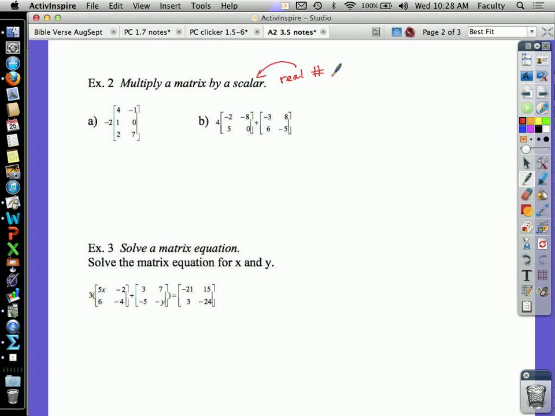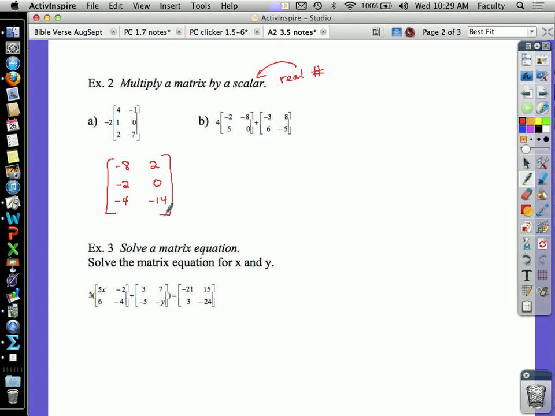In example 2, if I want to take negative 2 times this matrix, if you had to guess what we would do, anybody want to give a guess? What do you mean distribute? Like negative 2 times 4 and negative 2 times negative 1. Okay. Yes, taking negative 2 times every single element, and you're absolutely right. Good guess. So this becomes negative 8, positive 2, negative 2, 0, negative 4, negative 14.